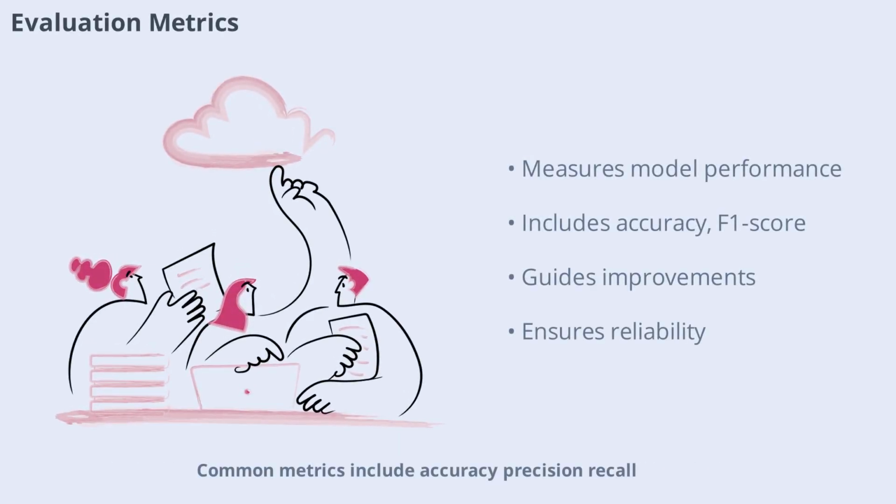Evaluation metrics are used to measure the performance of NLP models. Common metrics include accuracy, precision, recall, and F1 score for classification tasks, as well as BLEU and ROUGE for translation and summarization. Choosing the right metric is crucial for understanding model strengths and weaknesses, guiding improvements, and ensuring reliable results.